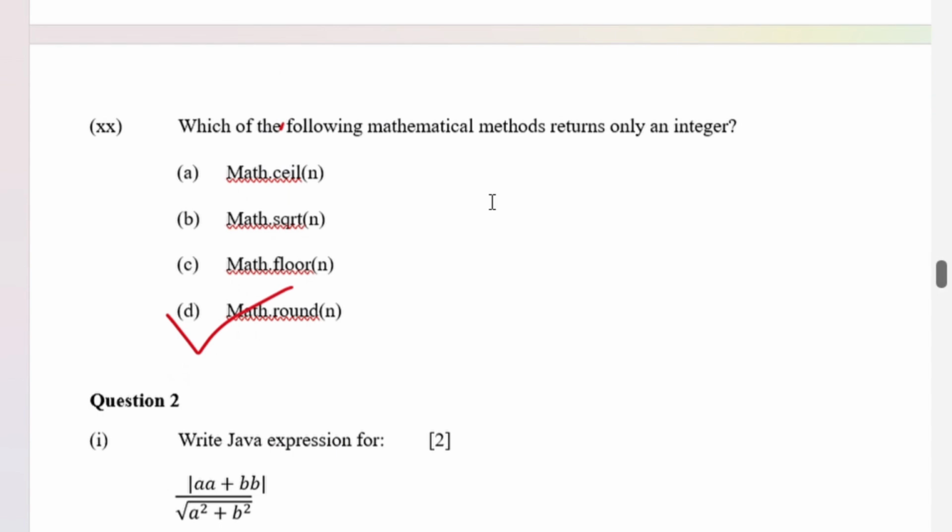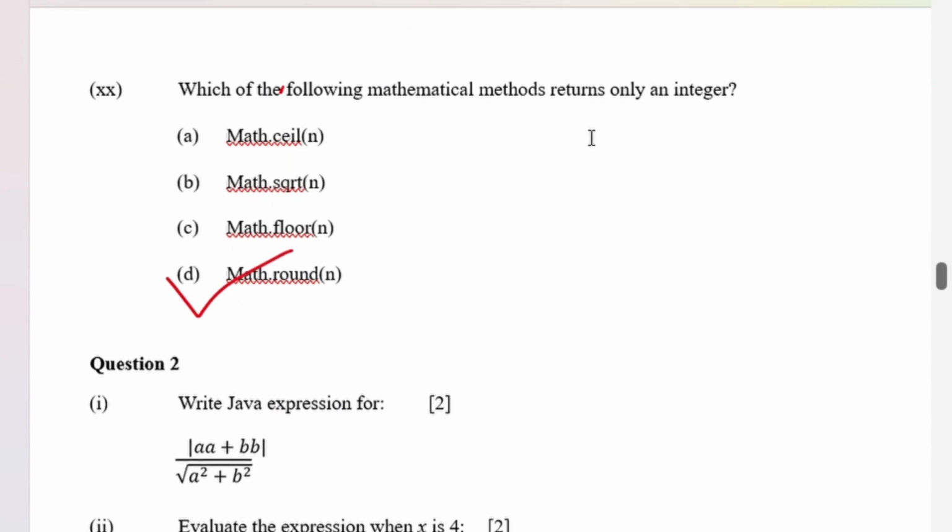Question 20: which of the following mathematical methods returns only an integer? Ceil, sqrt, and floor all return double type values. Math.round returns an integer. Math.round of 5.6 is 6, and 5.7 is also 6. But Math.ceil of 5.6 is 6.0. Math.sqrt of 25 is 5.0.